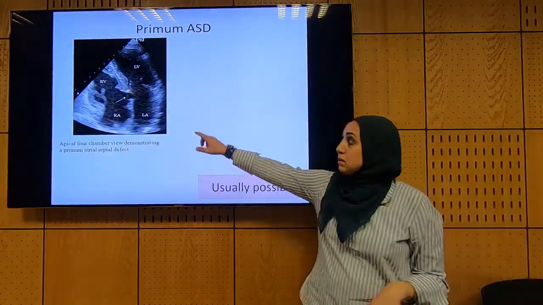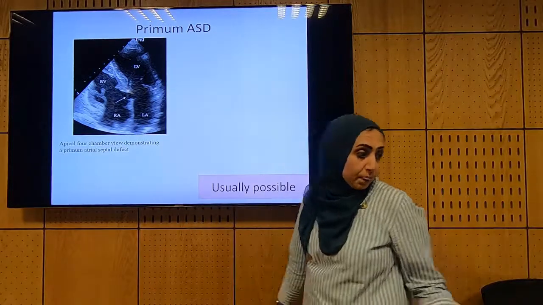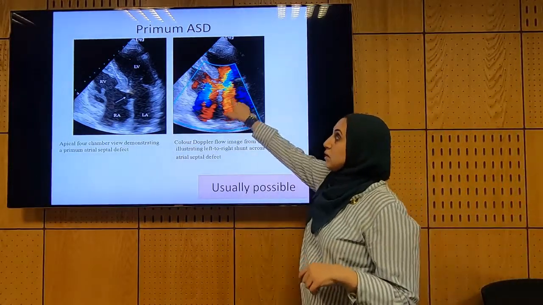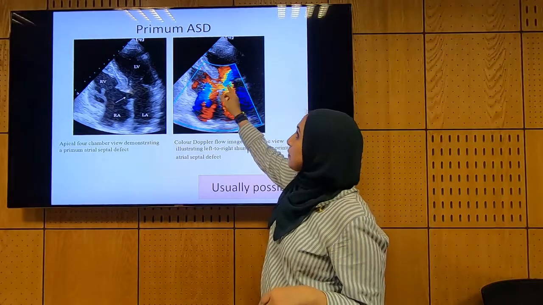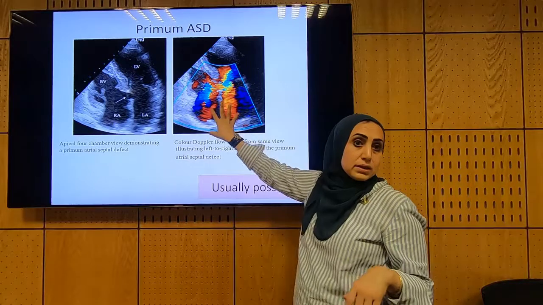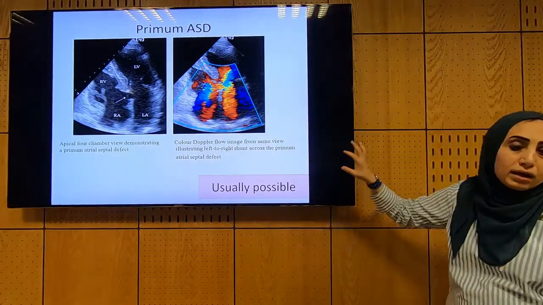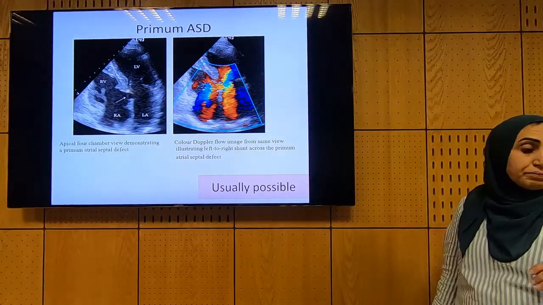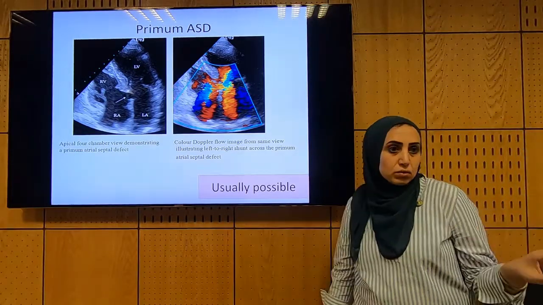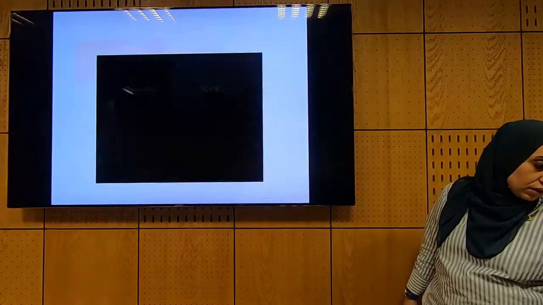So this is the defect that we have seen in the previous movie. It's closer to the AV valve, and by color we find that the direction of the color is from left to right, toward the probe, so it's red. So this is how we detect that we have a defect. Is it clear? Okay. ASD primum is very easy to detect, as we see in that image.